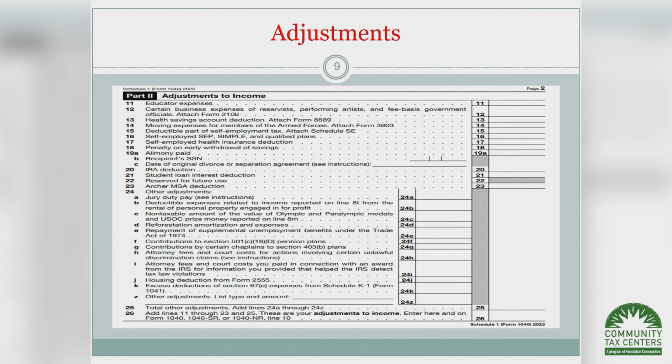Okay, IRA deductions, we'll talk about that. The student loan interest deduction, we'll talk about that. We'll also talk about jury duty pay. If you received jury duty pay and you turned it over to your employer, it was reported as income, but you could take it as an adjustment here. So it would zero it out. Okay? Any questions at this point?